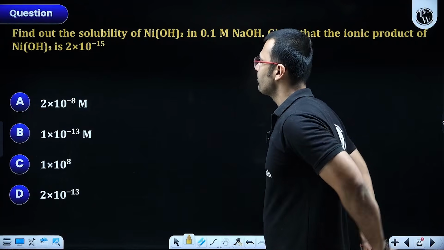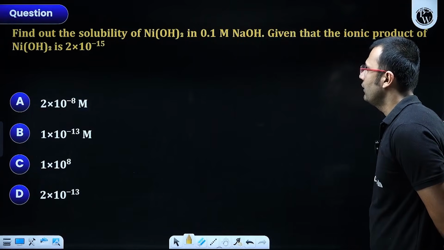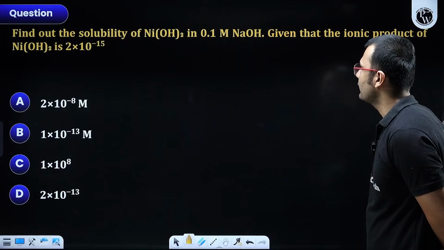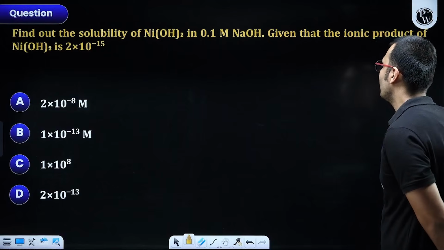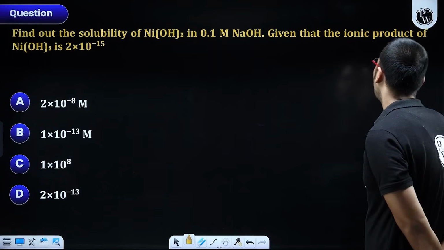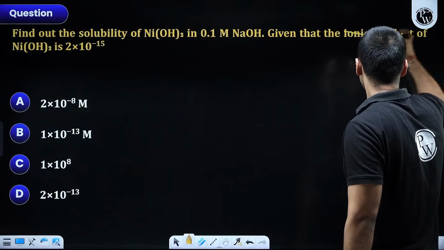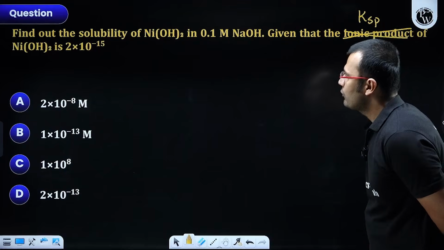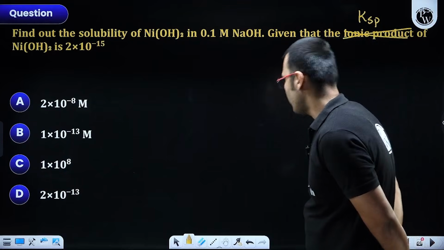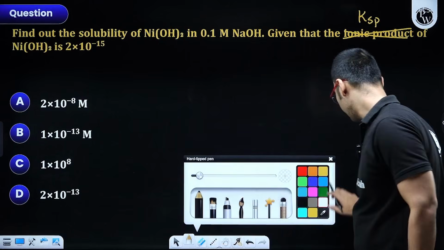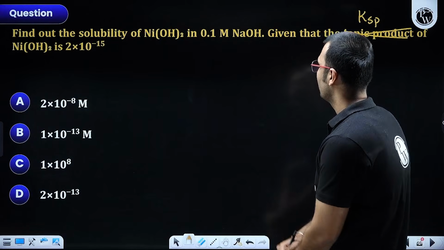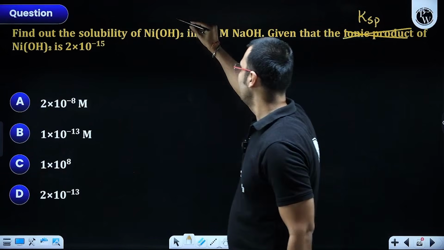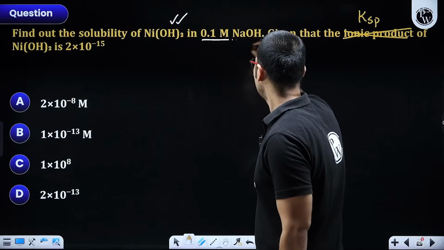Can you do this directly? Find out, pause it, do it on your own. Find out the solubility of nickel hydroxide in 0.1 molar NaOH. Given that solubility product of Ni(OH)2 is 2 into 10 power minus 15. The same question is there, right? But this time you don't have to find the ratio, you have to find the solubility of nickel hydroxide in the presence of NaOH.